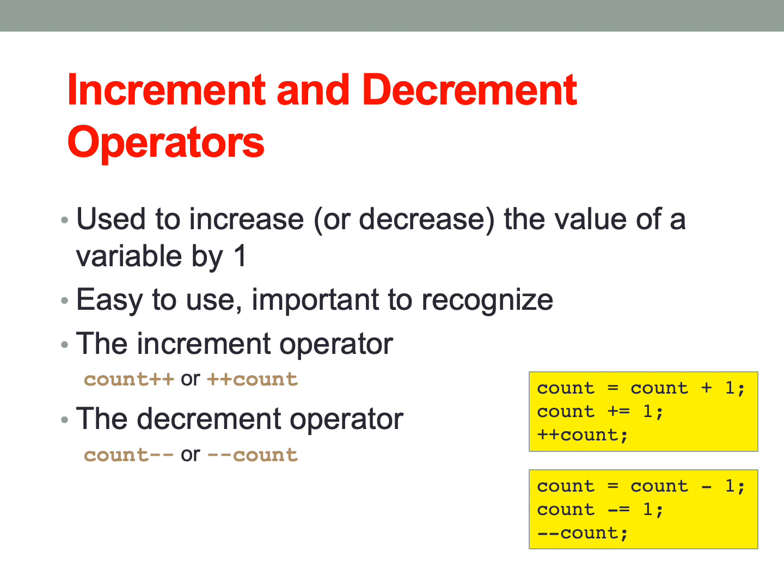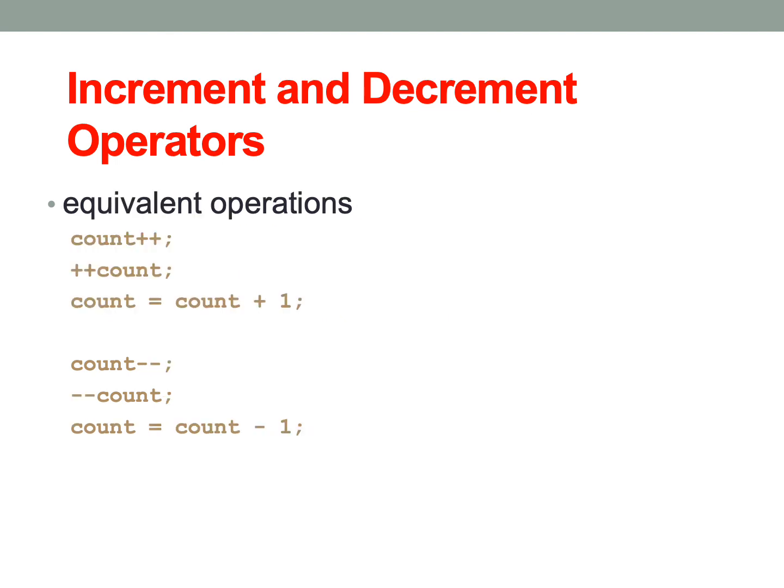This increment or decrement is used to increase or decrease the value of a variable by 1. So, for increment or decrement, what is the difference of writing the plus plus or minus minus in front or at the back of the variable? For example, we have our variable called count over here.